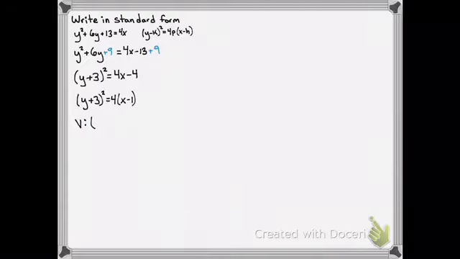Don't go in the order it's written. H is always with x. So h is going to be positive 1, the opposite of negative 1. K is going to be negative 3, the opposite of positive 3. We could find p if we wanted to. I know 4p has got to be the number in front of the parentheses, and that's 4. So that would tell us that p is equal to 1.